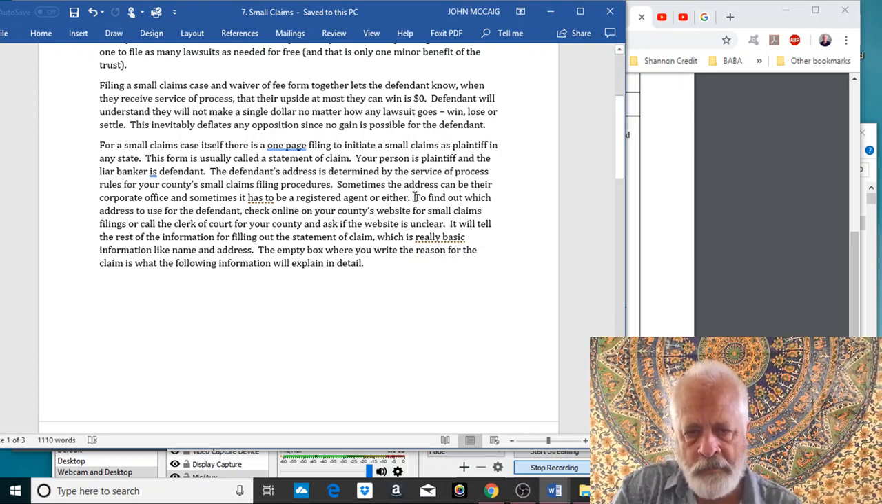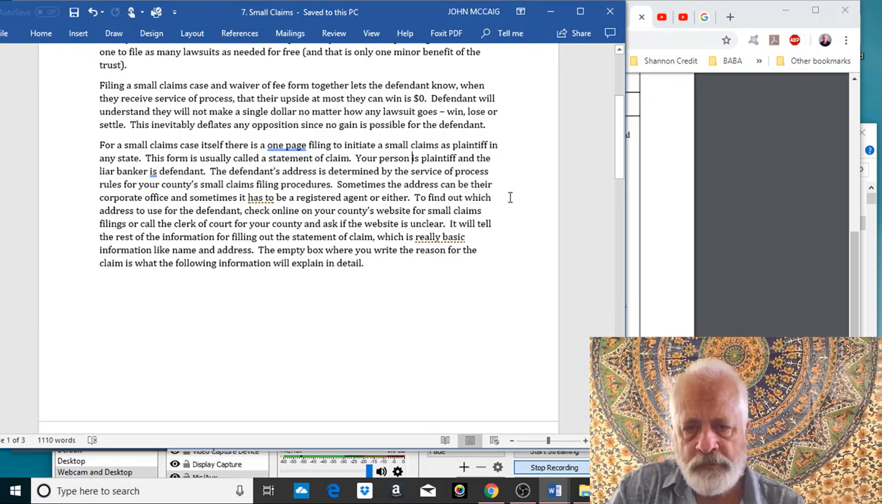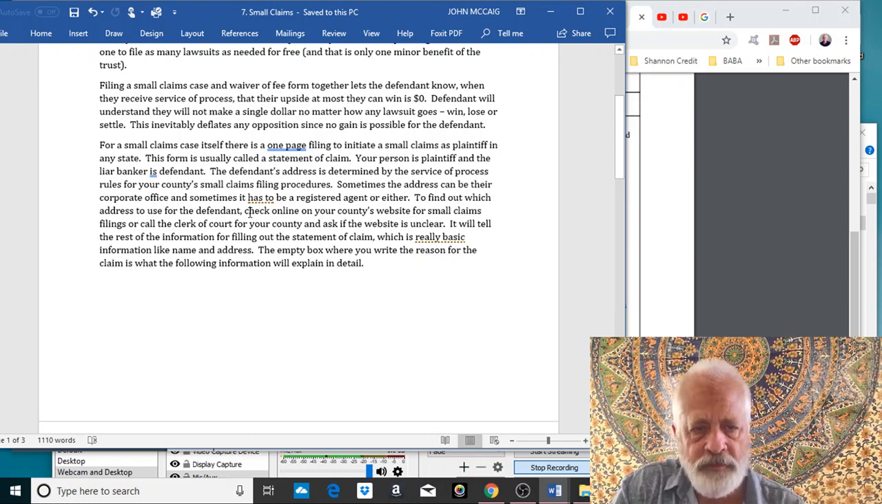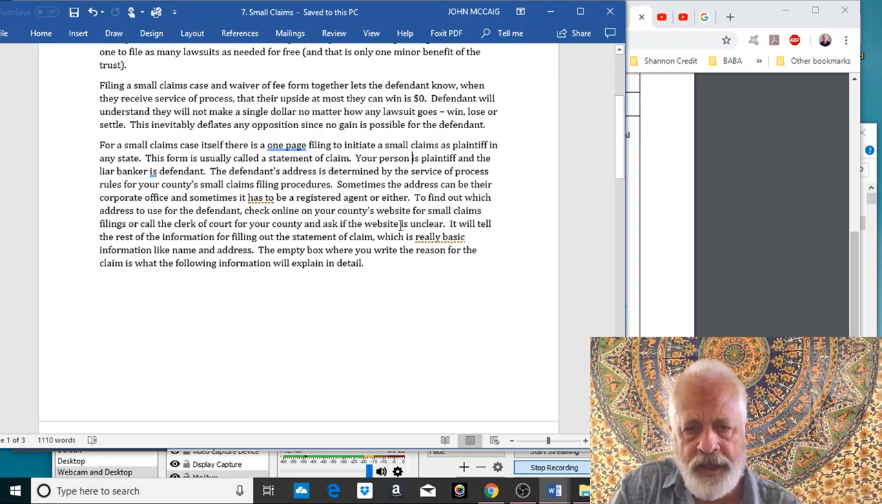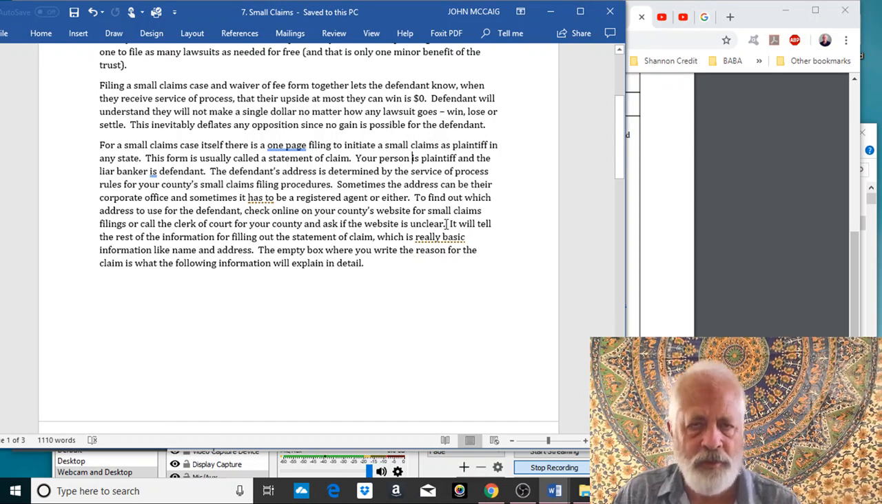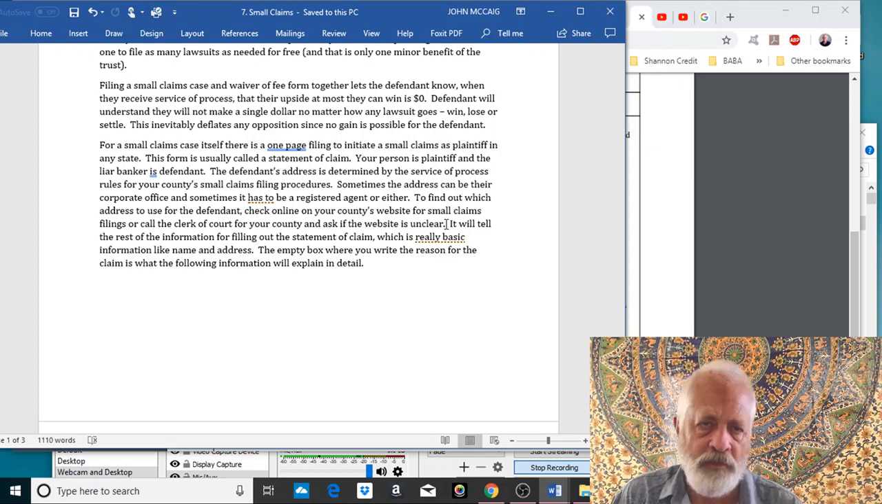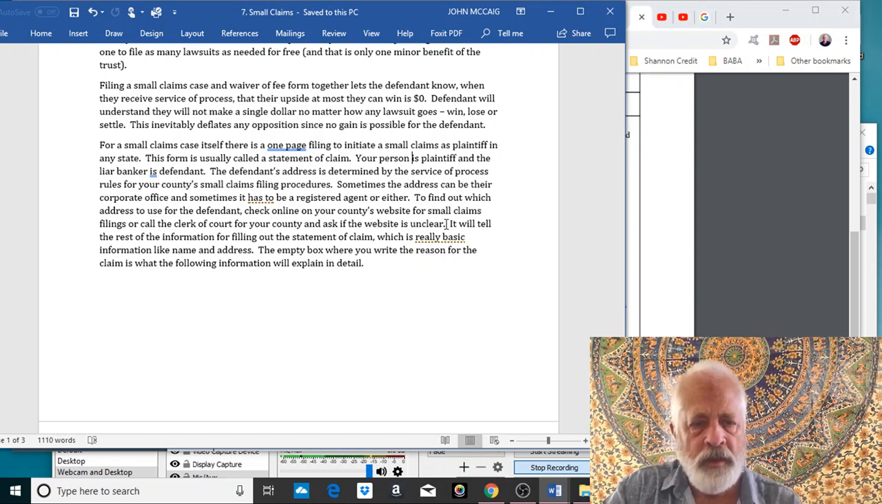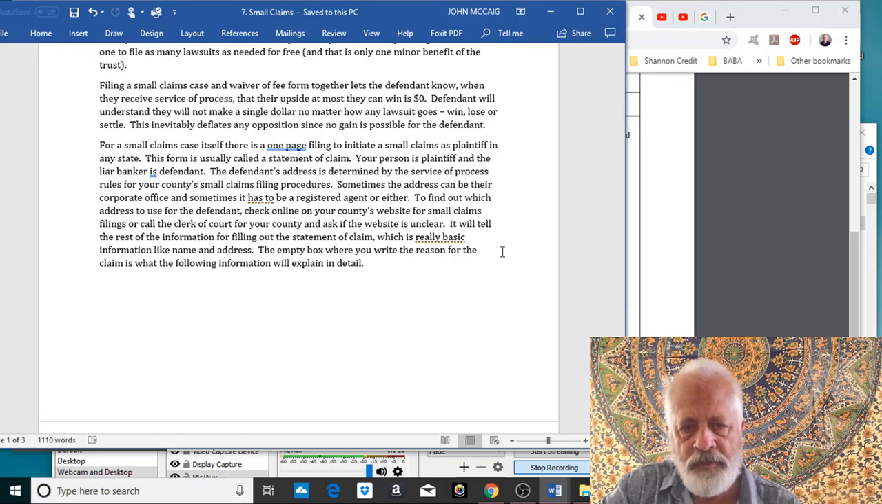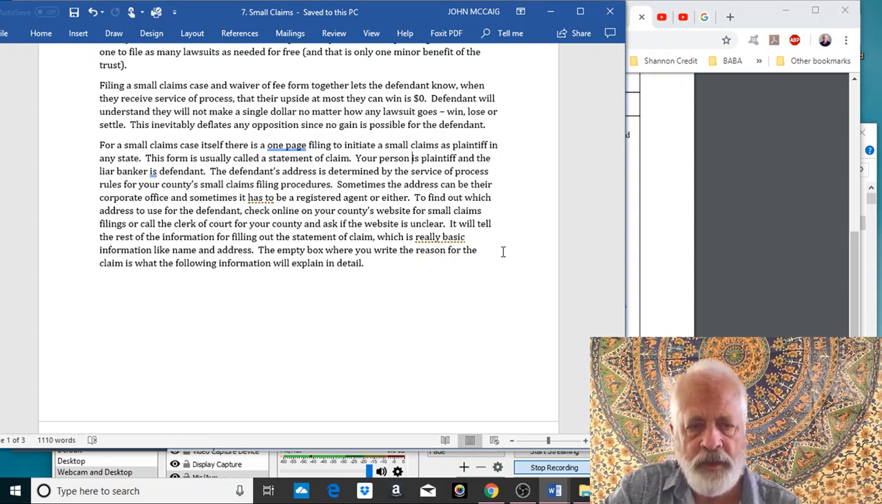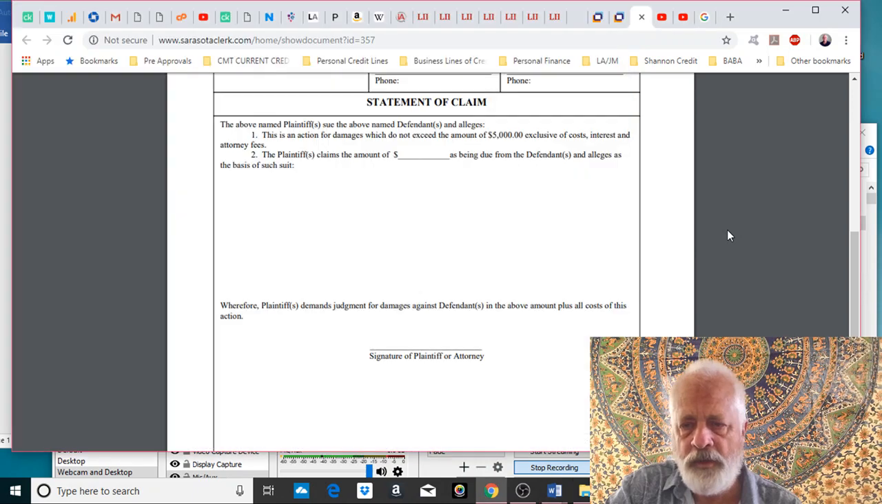Okay, let's continue on here. To find out which address to use for the defendant, check online on your county's website for small claims filings, or call the clerk of court for your county and ask if the website is unclear to you. If you don't understand, just go down and ask them. It will tell you the rest of the information for filling out the statement of claim, which is really basic information like name and address. The empty box where you write the reason for the claim is what the following information will explain in detail.